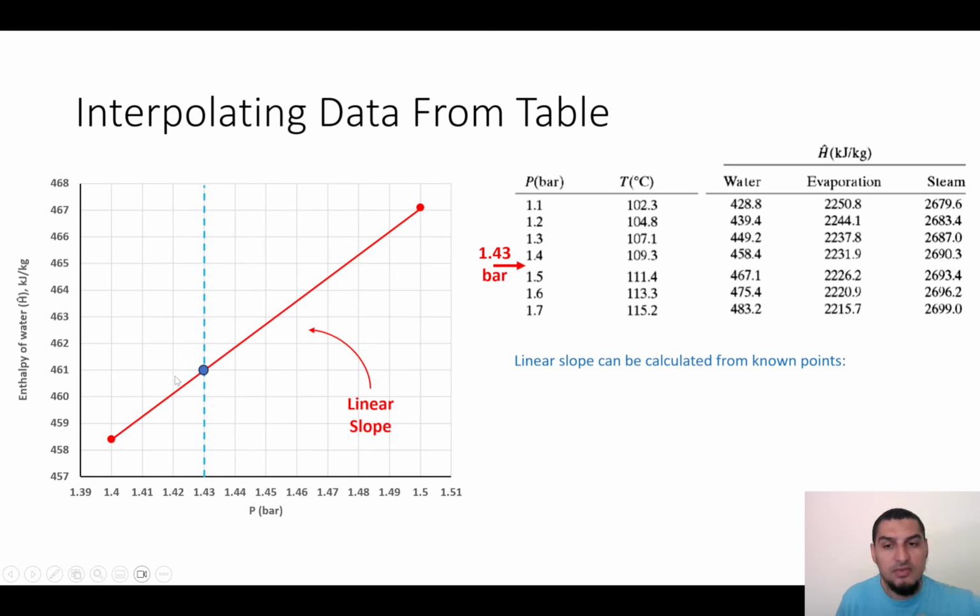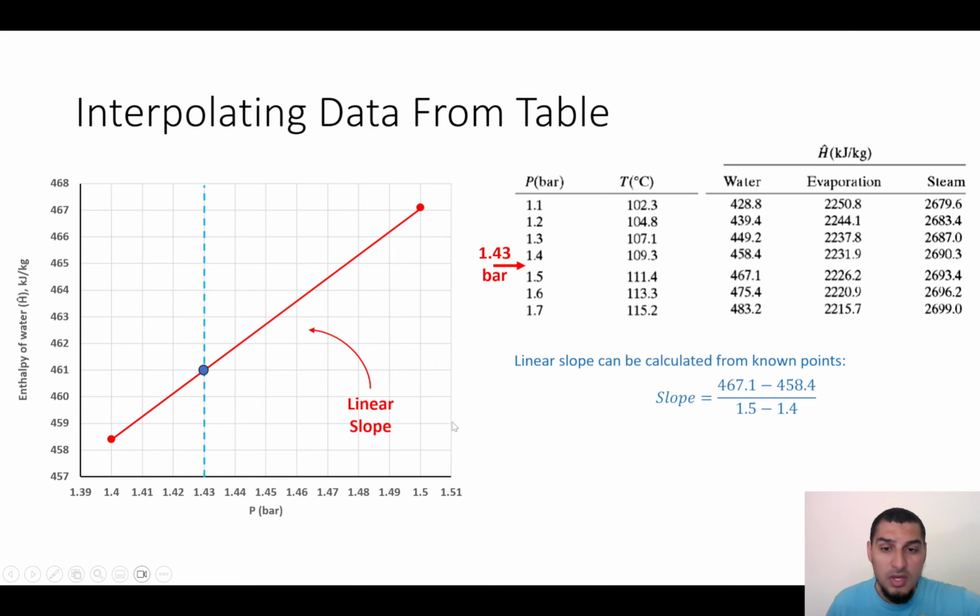So we can do this graphically by just drawing the lines, but it's not always a good idea to do the graph, because you need to plot and draw straight lines, and it takes lots of time. So we can do this by doing some calculations. So we can calculate the slope, which is delta y over delta x. We have delta y, which is going to be the change in enthalpy, over delta x, which is the change in pressure between the two known points, which is 1.4 and 1.5.